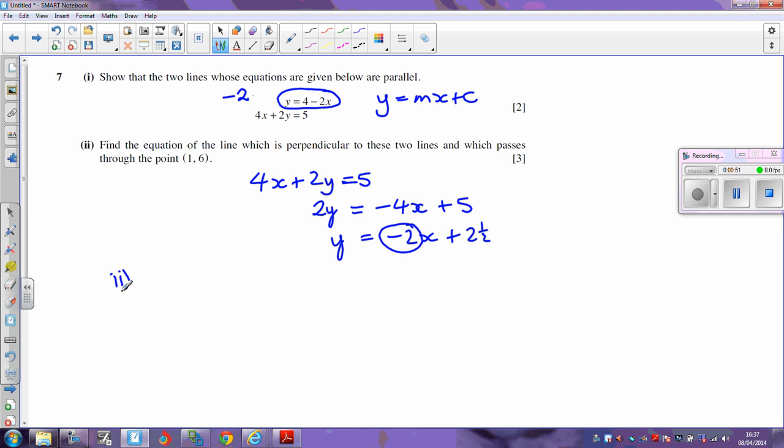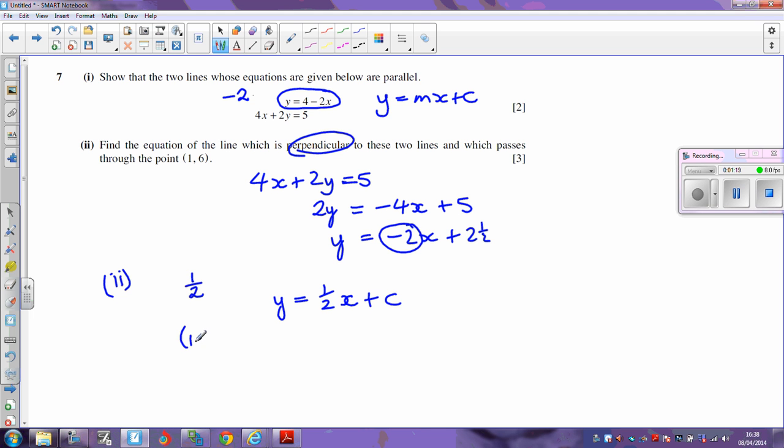Okay, part 2 says, find the equation of the line which is perpendicular to these two lines. Now we know that for a perpendicular line, the product of the two gradients, if you've got two lines which are perpendicular, must be minus 1. So if the gradient of this line and the other line is minus 2, then the gradient of the perpendicular must be a half, which means the equation of the line that we're looking for must be y equals half x plus c. And all we need to do now is find c.